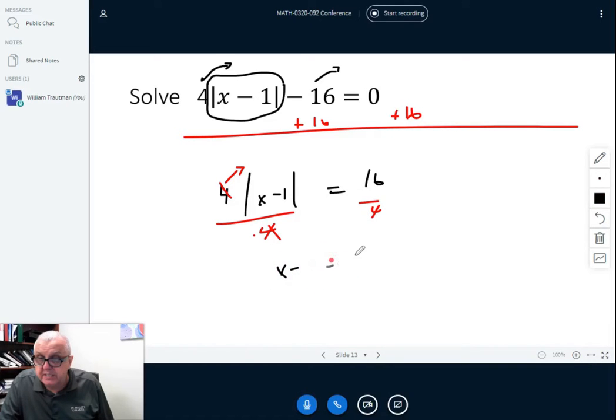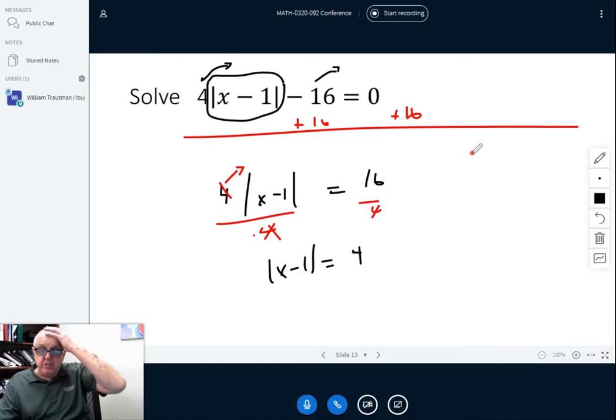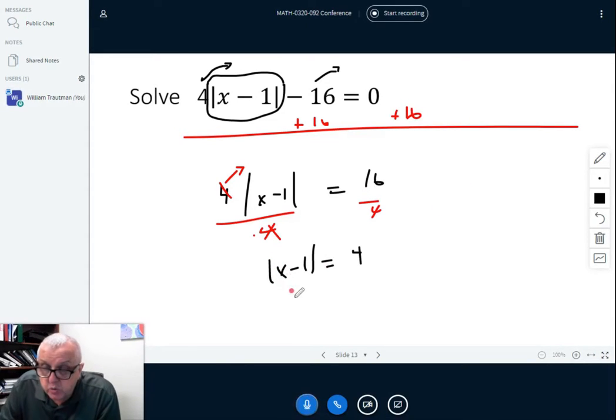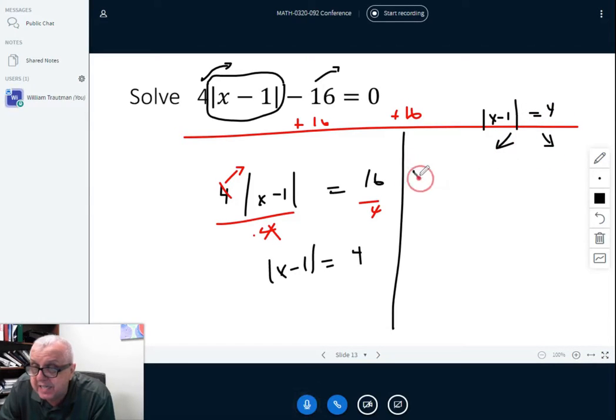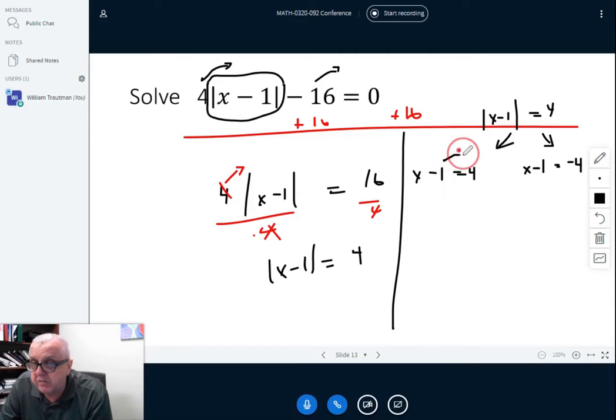X minus 1, 16 divided by 4 is 4. Okay, so the absolute value of x minus 1 equals 4. So we have to set this problem up two ways. The absolute value of x minus 1 equals 4. First you set it up exactly as you see it, with no absolute value, because there's going to be two answers. And then the left side exactly as you see it, but change the sign of the right side. And then solve for x.